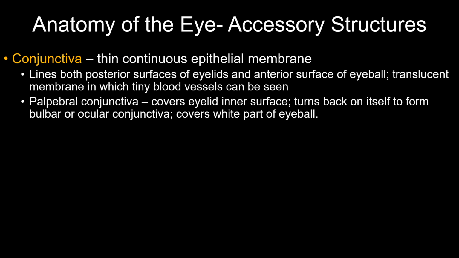Then you have the conjunctiva. And what is the conjunctiva? Well, it's a thin epithelial membrane lining the posterior surfaces of the eyelids. These are the palpebral conjunctiva, and then it turns back on itself as the bulbar conjunctiva. And this covers the anterior surface of the white part of the eye. This conjunctiva is translucent, and that allows you to see tiny blood vessels beneath it.